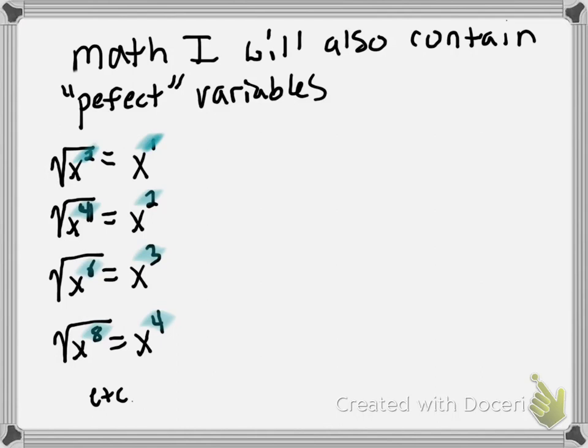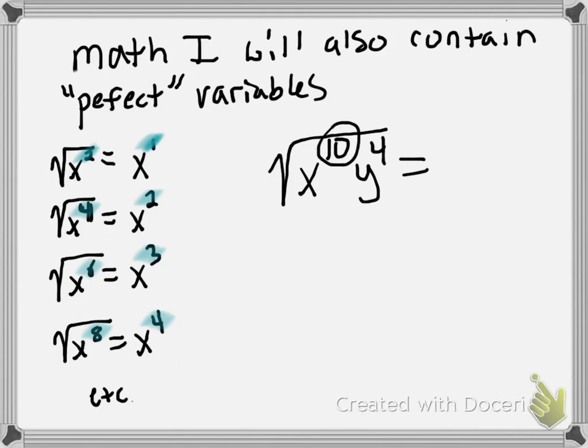And you don't have to have just one variable in there. So I could have something like the square root of x to the 10th and y to the 4th. Okay? Well, again, you're only going to be dealing with perfect radicals or variables in Math 1. So I see with this x value, I have an exponent of 10. So it's going to be half of that. It's going to be an x to the 5th. And if you notice, the radical's gone. And this was a y to the 4th under there, so that's going to become a y to the 2nd.